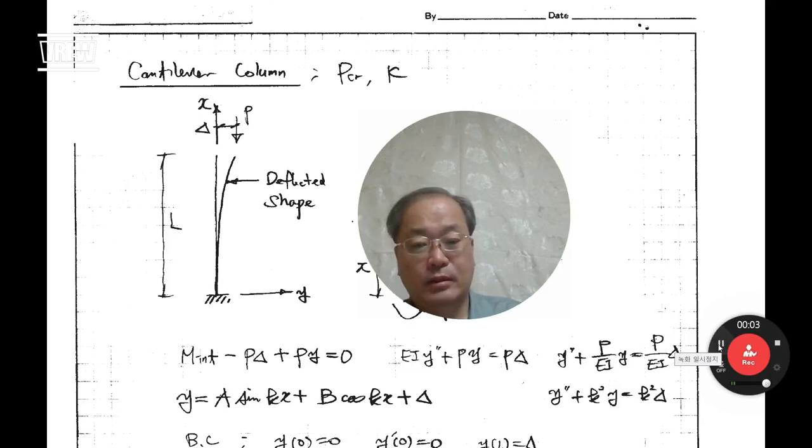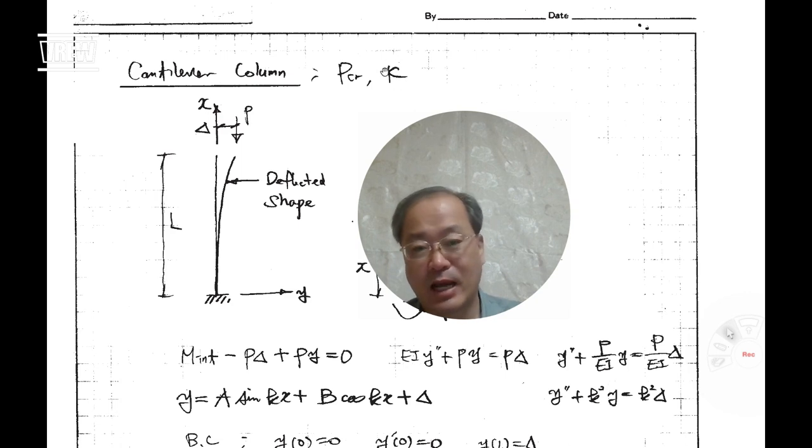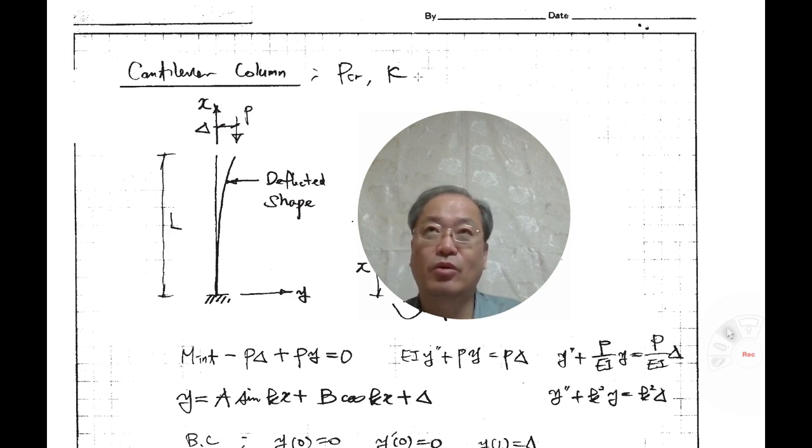Hello, everyone. In this lecture, I will present this K. This K is large K, capital K. It is different from the small k concept of k. And then I also explain the fourth order approach to get the picture.